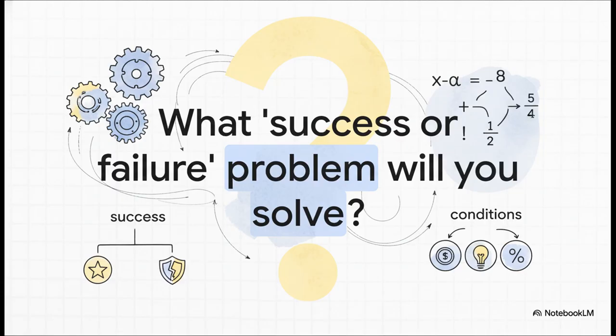So there you have it. You have the complete toolkit now. You know the 4 conditions to identify the right problem, you have the formula to calculate the exact probabilities, and you've got the shortcuts to see the big picture. The only question left is, what problem are you going to solve?